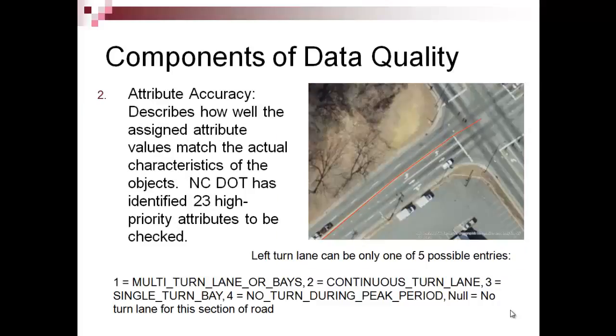The other component of data quality was attribute accuracy. It describes how well the assigned attribute matches the actual characteristics according to the LRS ARCs, and then for us, more importantly, those road characteristics that I talked about that are subsections of those LRS ARCs. And the DOT identified 23 high priority attributes for us to check. You can see left turn lane here is one of those. It can only be one of 5 possible values, and we needed to confirm that using the imagery.